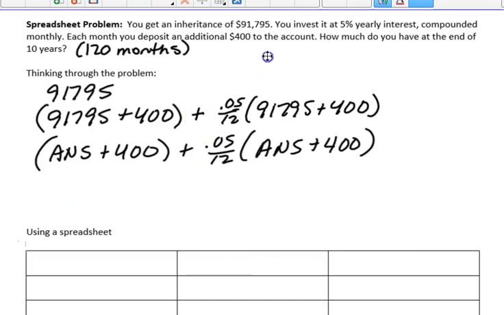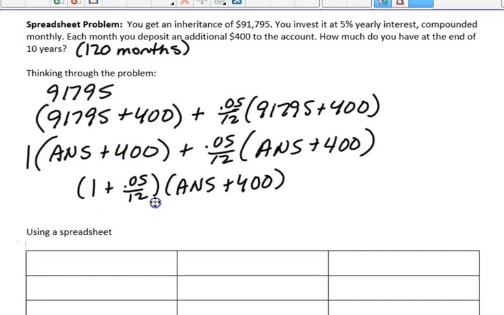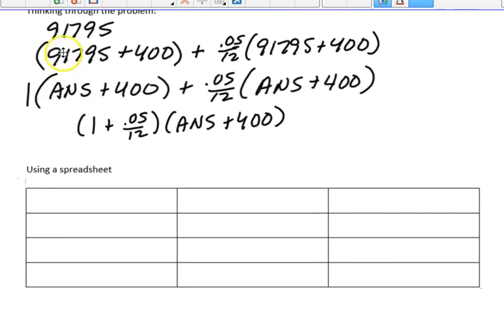Now this could be simplified down a little bit to, since this is 1 times the answer plus 400, and this is 0.05 over 12 times the answer plus 400, this would be 1 plus 0.05 over 12 times the answer plus 400. Now, I could get a decimal number for this, but since it would be a repeating decimal, I'm going to leave it in fraction form to have a more exact answer here. Now, on my calculator, I would start with this being my initial amount. I would put in 91795, push enter, then I would type in this and just keep pushing enter until I got through 120 months. But let's look at how this works on a spreadsheet.